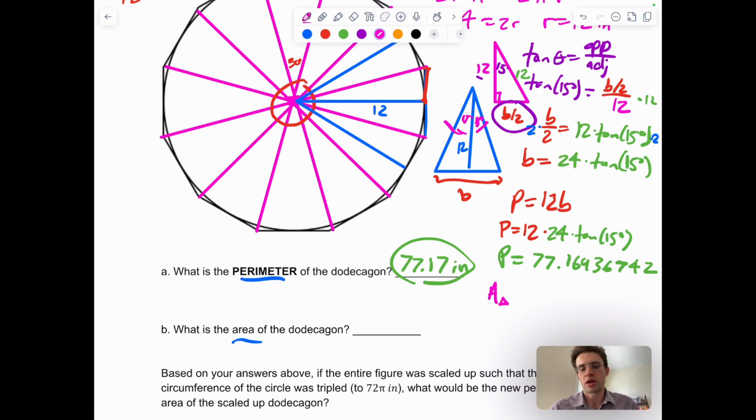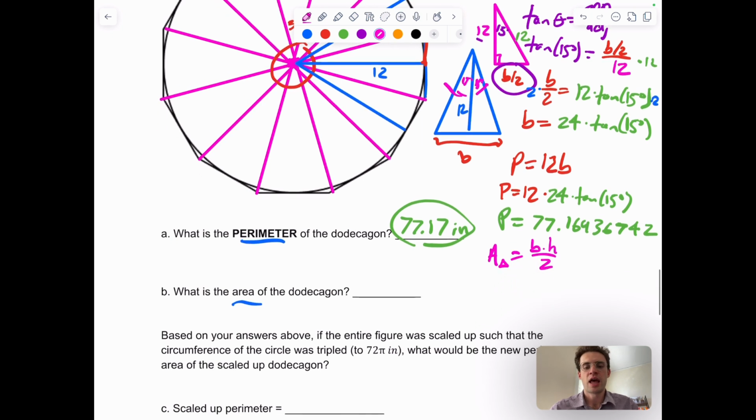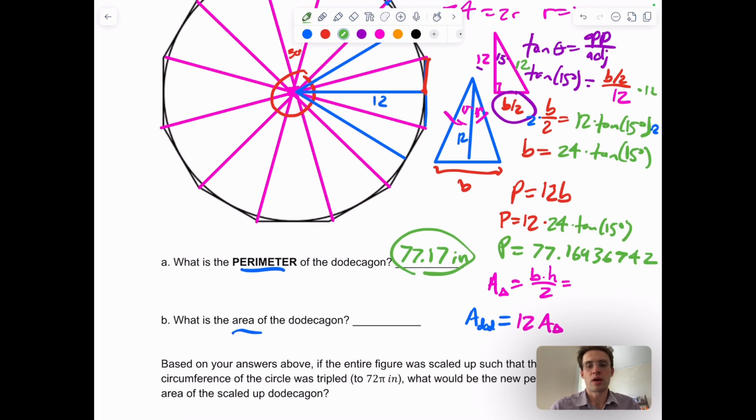So area of one triangle is equal to the base times the height over 2, or 1/2 base times height. And then, again, the area of the dodecagon is equal to 12 times the area of the triangle, right? Because each of those triangles is congruent, and there are 12 of them total. So our base up here is 24 times the tangent of 15 degrees. Our height is given, right? The height is the apothem right there.